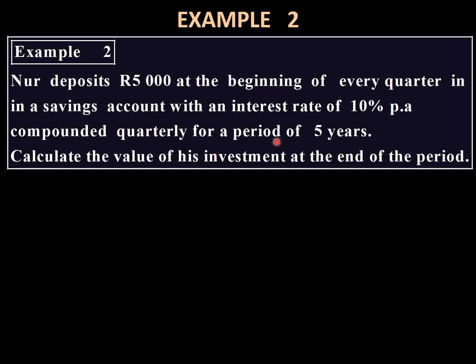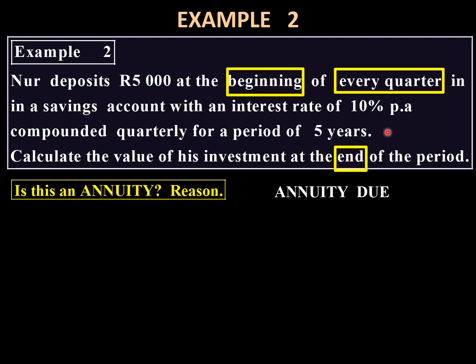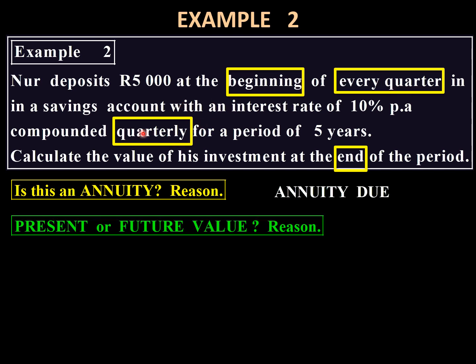Now let's look at our second example. Remember, we always have to read it carefully. Now, is this an annuity? Why is it an annuity? It's an annuity due. Why is it an annuity due? See, the deposits are made at the beginning, so it's important that you read carefully. Beginning tells me it's an annuity due. Then we want to find the value at the end of the period. It's every quarter we have to match, and we see it's quarterly, so every quarter matches with quarterly.